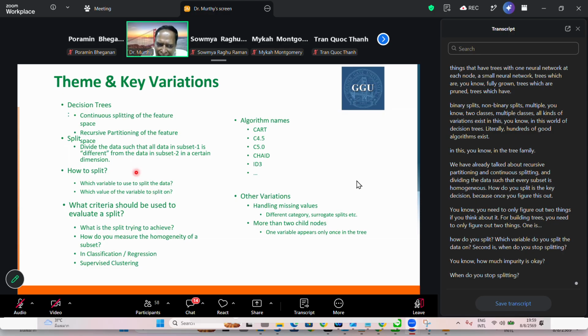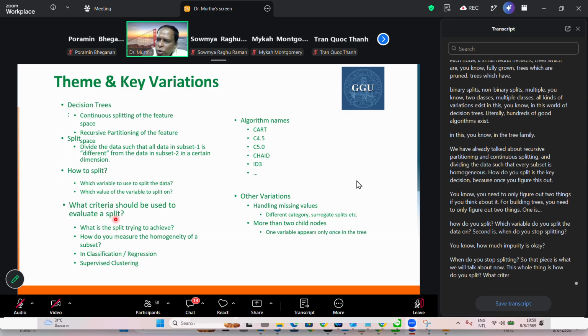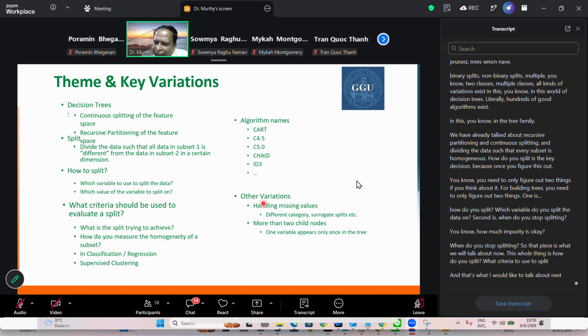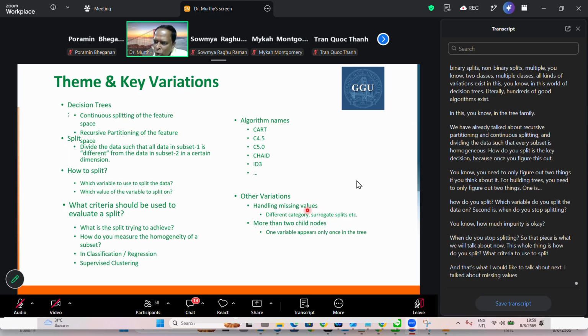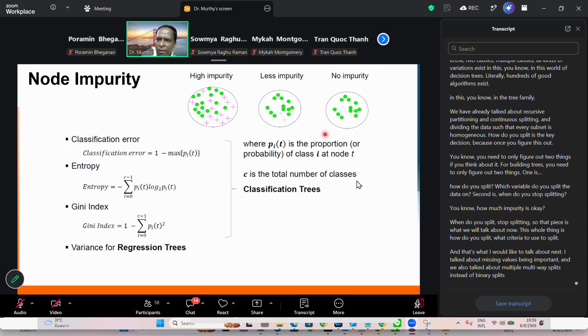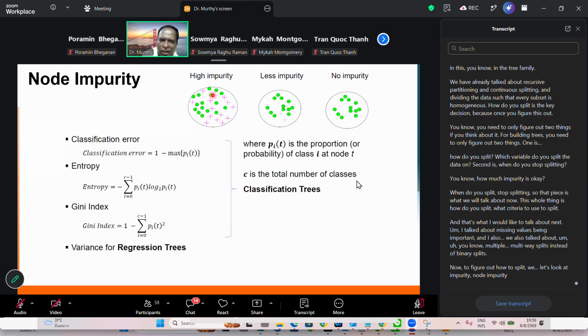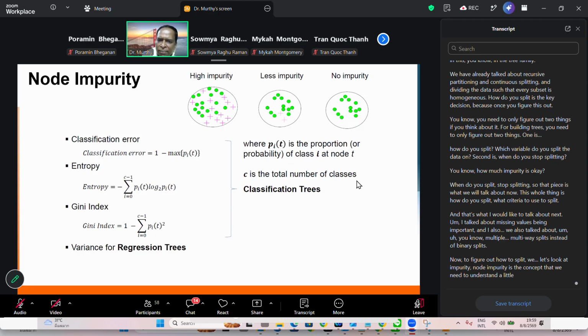So that piece is what we will talk about now. This whole thing is, how do you split? What criteria to use to split? And that's what I would like to talk about next. I talked about missing values being important, and we also talked about multi-way splits instead of binary splits. Now, to figure out how to split, let's look at impurity. Node impurity is the concept that we need to understand a little better in order to do split design.